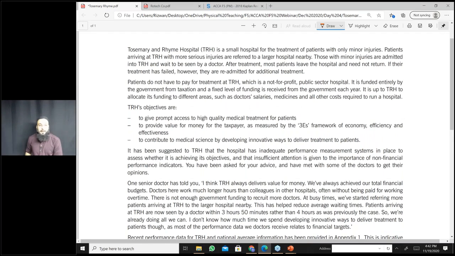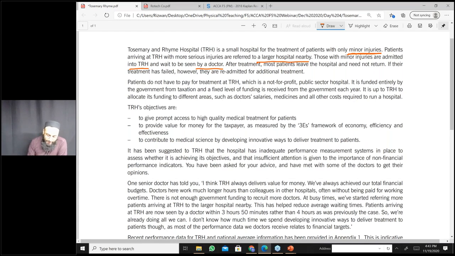Okay, that's good. Now let's move towards the scenario and apply what we have learned here. Rosemary and Rhyme Hospital is a small hospital for treatment of patients with only minor injuries. So the scenario is important. For the performance measurement section, the scenario is important. Patients arriving at TRH with more serious injuries are referred to a larger hospital nearby. Those with minor injuries are admitted to TRH and wait to be seen by a doctor. After treatment, most patients leave the hospital and need not return.